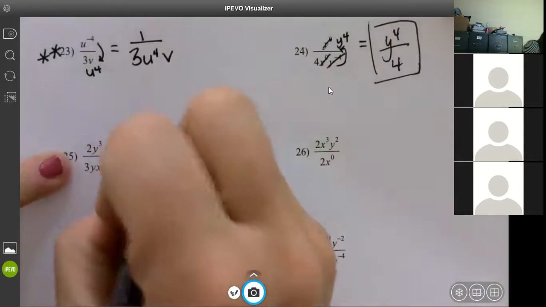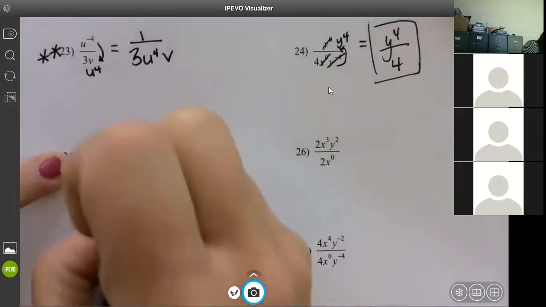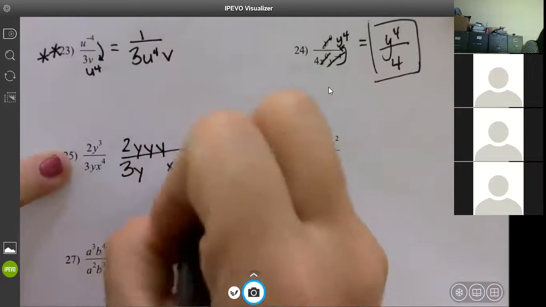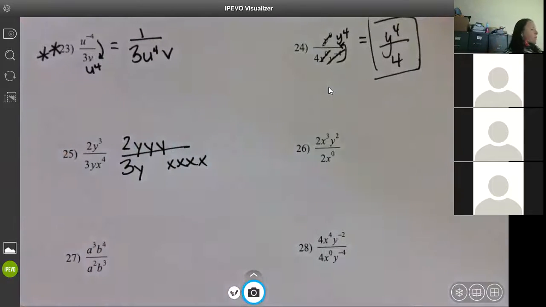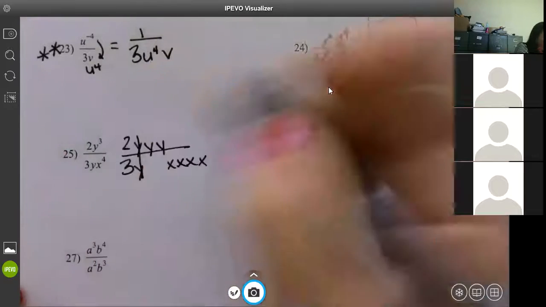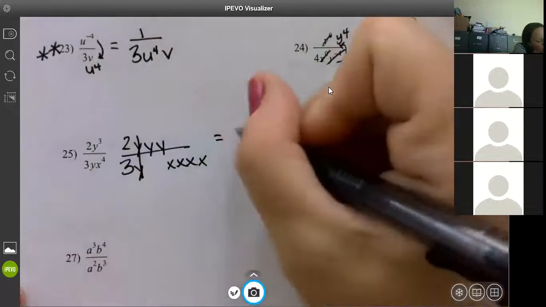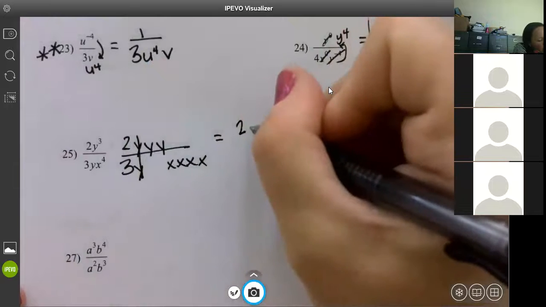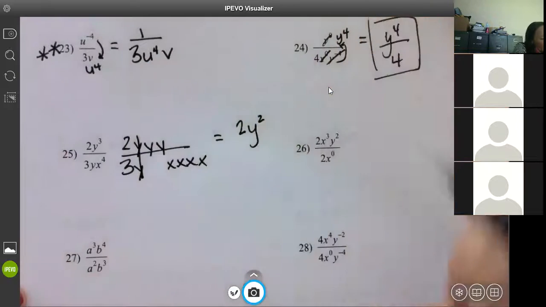I have 3 y's on the top, a 3, a y, and x to the 4th. And I like to line mine up so that I can see where they're marking out. What's the same on the top and the bottom? The y. So what did I leave on the top? The y is in the bottom. Look at all of it. 2y to the second.